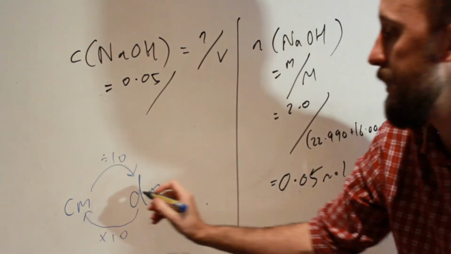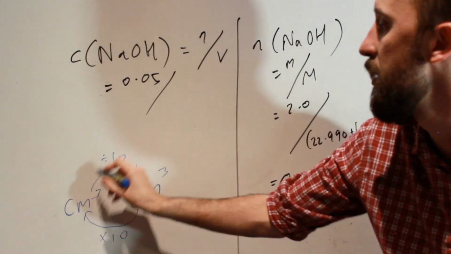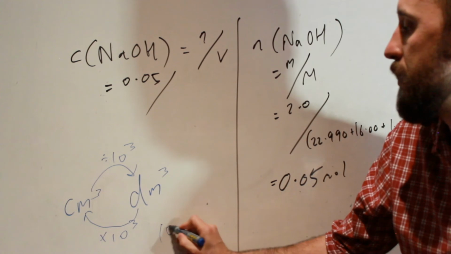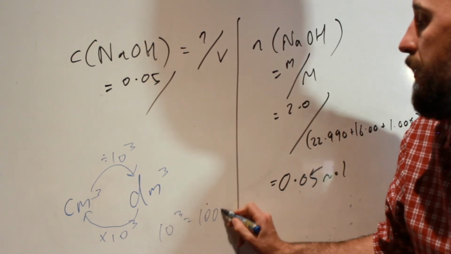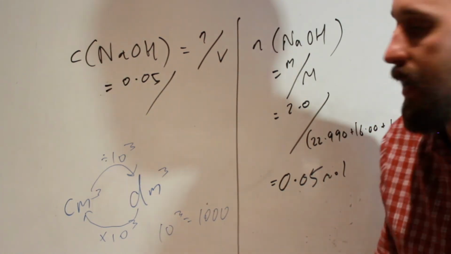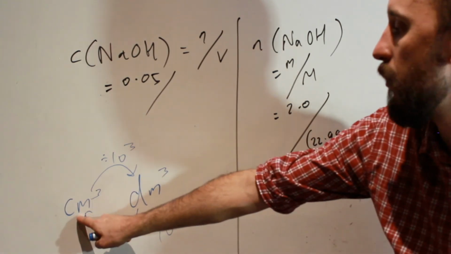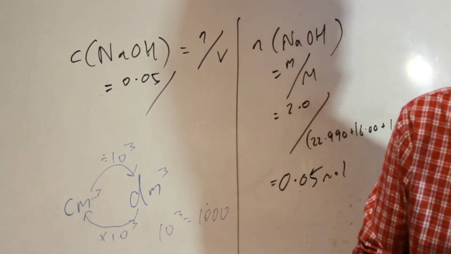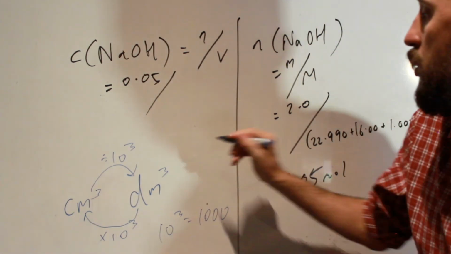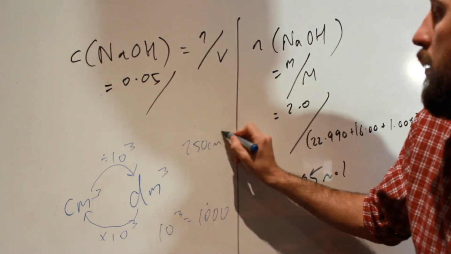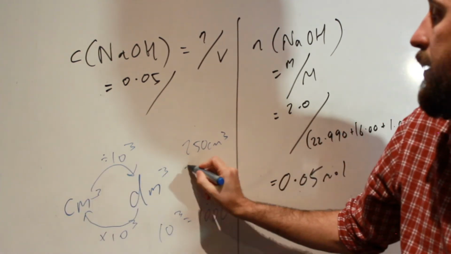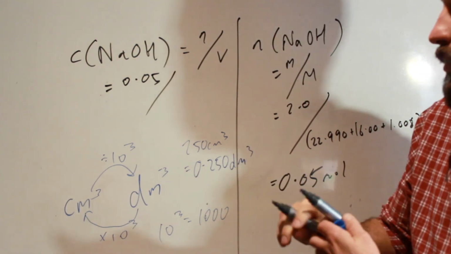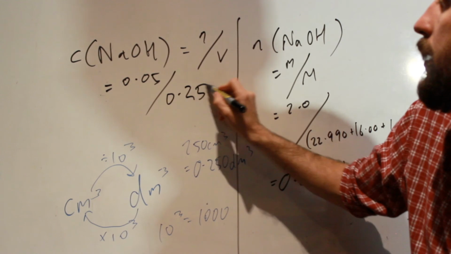But we are in centimeters cubed and decimeters cubed. So we divide by 10 cubed and times by 10 cubed. 10 cubed is equal to 1,000. So to convert between our decimeters cubed and our centimeters cubed, we either times by 1,000 or divide by 1,000. So if we're given 250 centimeters cubed, we have to divide by 1,000 to get 0.250 decimeters cubed. So that is what we plug in here.